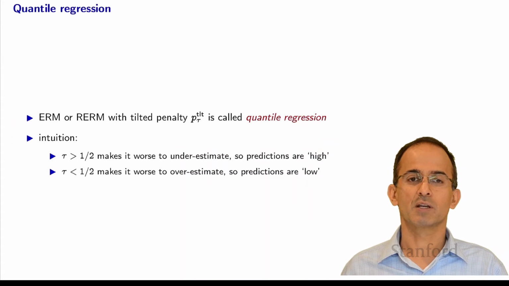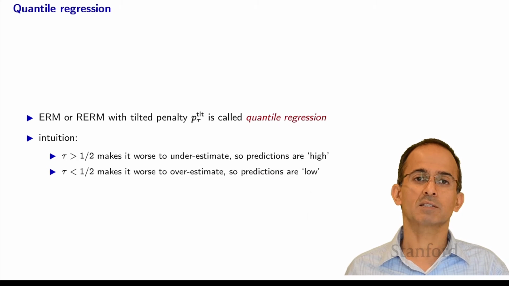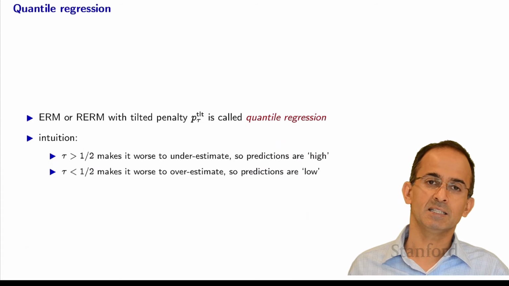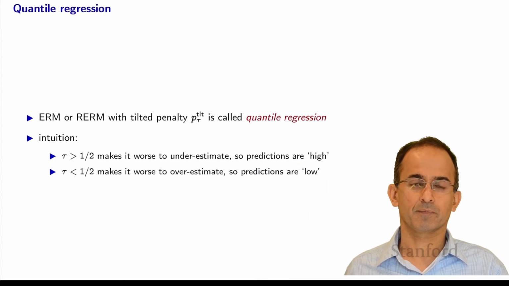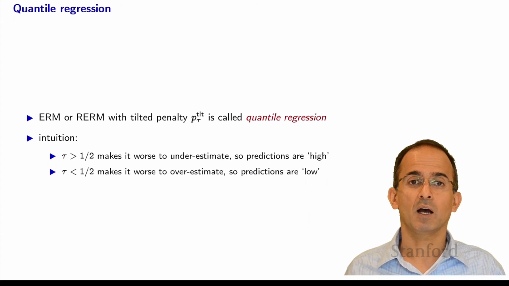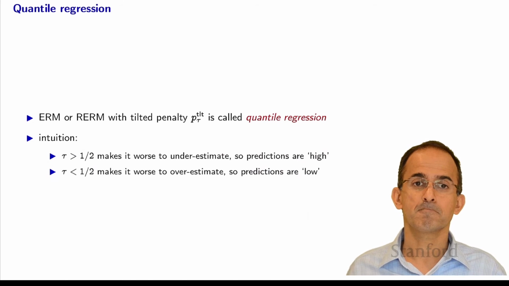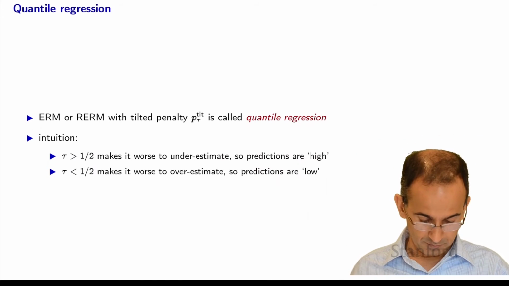So the next topic I want to address is quantile regression. The idea here is that we're going to do ERM, or regularized ERM, and we're going to use a loss function which is generated by the tilted penalty function. And that's called quantile regression. And the intuition is that when tau is greater than 1/2, that's going to make it worse to underestimate. And so we're going to end up with predictions that are high. And when tau is less than 1/2, it makes it worse to overestimate. So we're going to end up with predictions that are low.